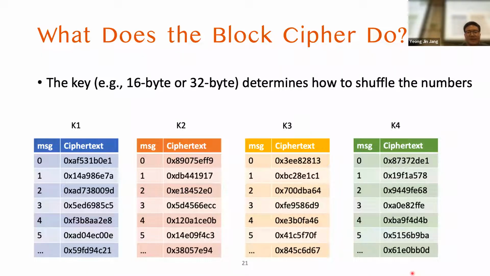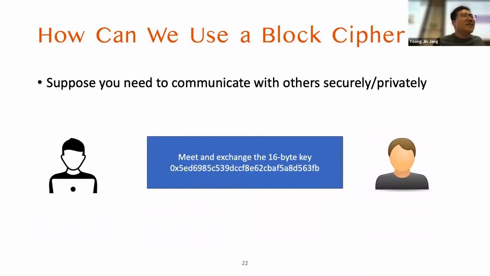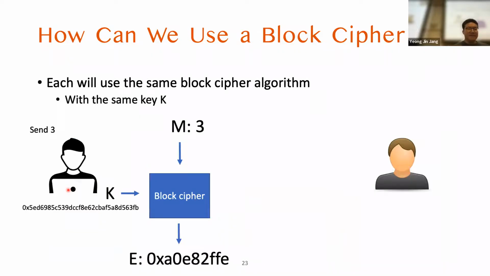Then how can you use this kind of block cipher? Let's get back to the same situation. You want to communicate with the other person securely and privately, so you physically meet first, and then securely exchange this 16-byte key. Then suppose this guy wants to send the number 3. Let's meet at 3 p.m. at the local place to have a late lunch. To shorten that message, suppose that is the number 3.